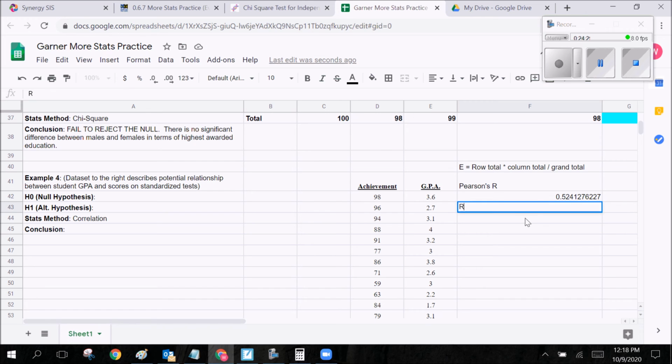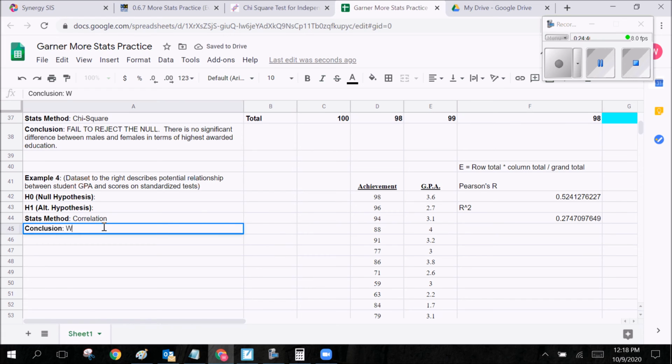Now let's go ahead and do the R square just for kicks. Equals this number squared. Oof. All right, so in this case, we can see there is a weak to moderate correlation between achievement on a standardized test and GPA.